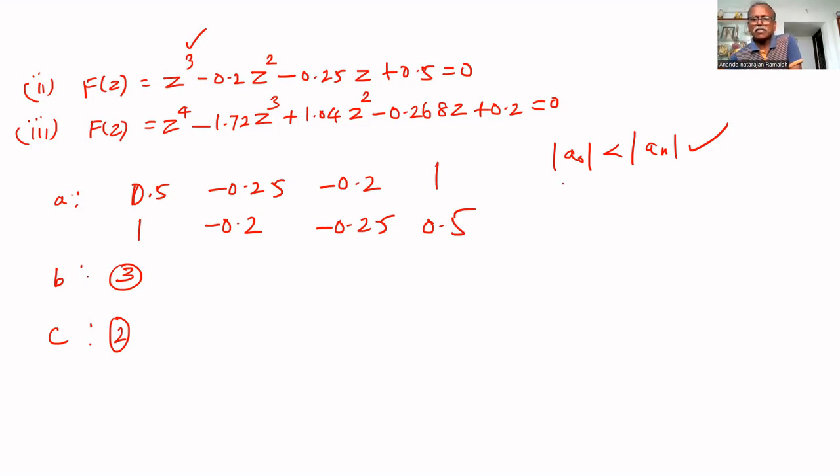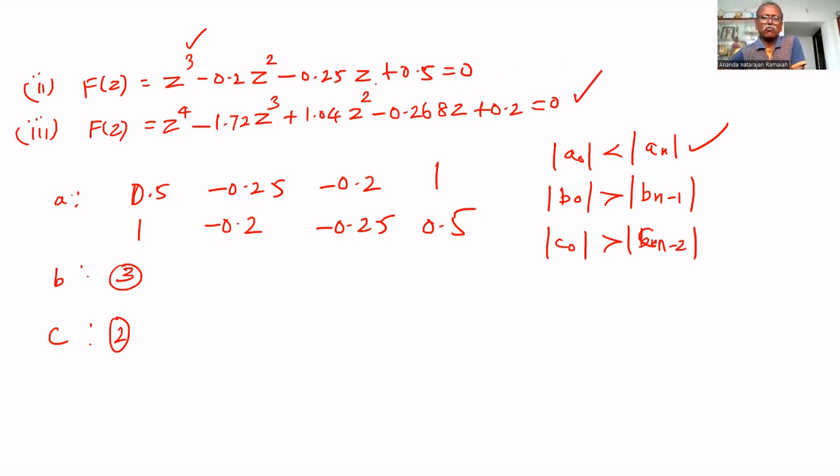So we have to check the conditions. B naught must be greater than Bn minus 1, and C naught must be greater than Cn minus 2, like that. For z power 4, it will go up to D. For that, we have to check that D naught must be greater than Dn minus 3, like that. So you solve this yourself.